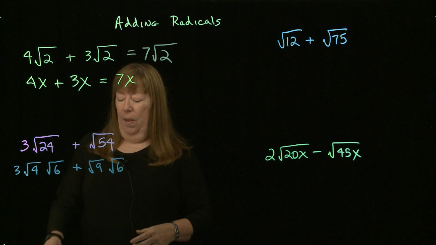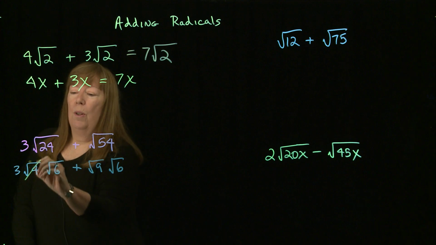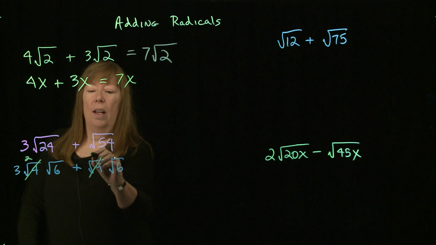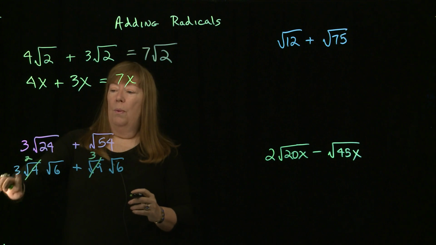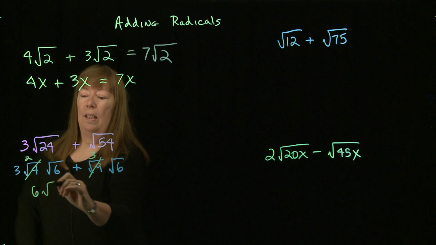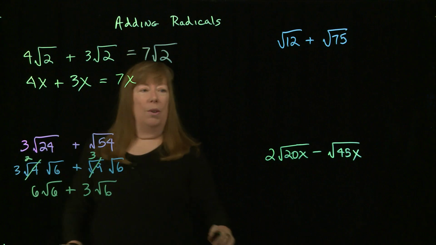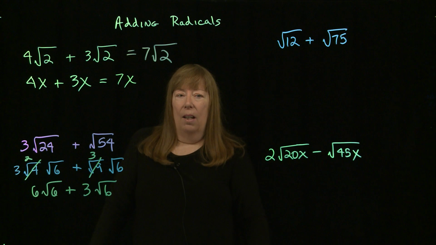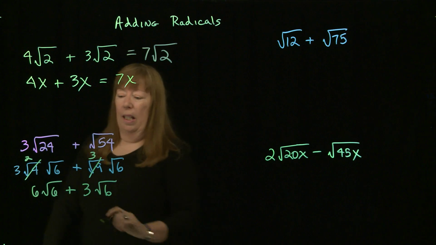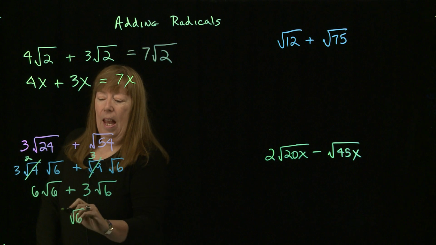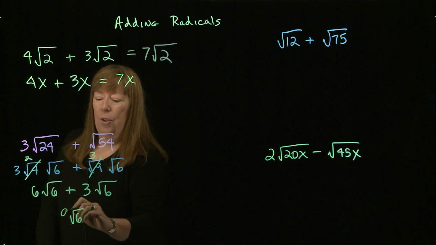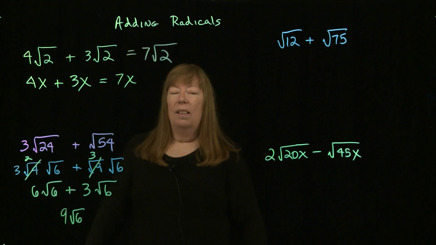You see where we're going with this? The square root of 4 is 2. The square root of 9 is 3. 3 times 2 is 6 times the square root of 6, plus 3 times the square root of 6. So now that we have like radicals, we can keep the radical and add the coefficients. And we end up with 9 times the square root of 6.